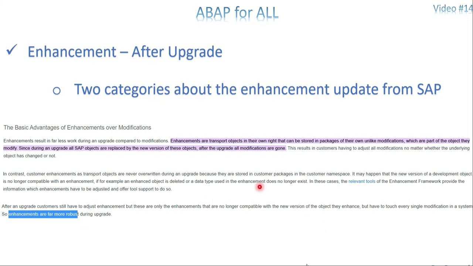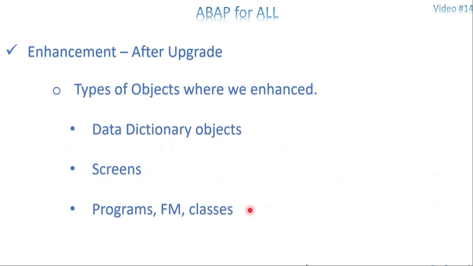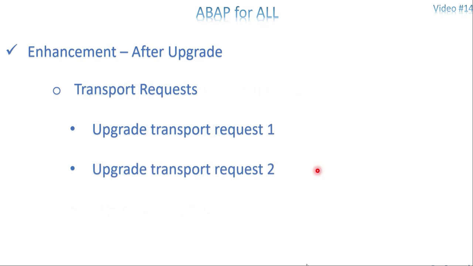Okay, so the same thing I have showed you, I just copied and pasted here. Nothing big. Then the type of object: normally what we enhance could be data dictionary objects, or a screen, programs, function modules, classes. I'm talking about source, which SAP standard objects we normally enhance. These are a few things just for your reference. And the transport request, you might be involved in an upgrade process and might be aware of it.